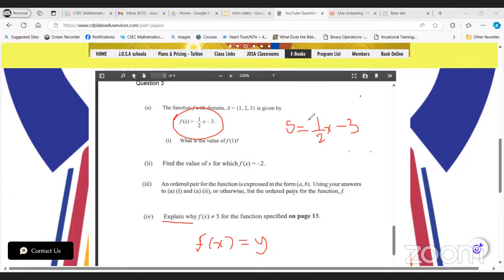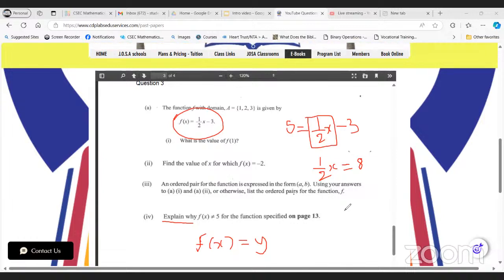Now, what is the product of half x that when you subtract 3 from that product, you will get 5? Well, one thing I know is that 3 from 8 will give me 5. So that means that half x must equal to what? To 8. But then the next question you'll ask yourself, half of what number will equal to 8? That is 16. So x therefore is equal to 16.